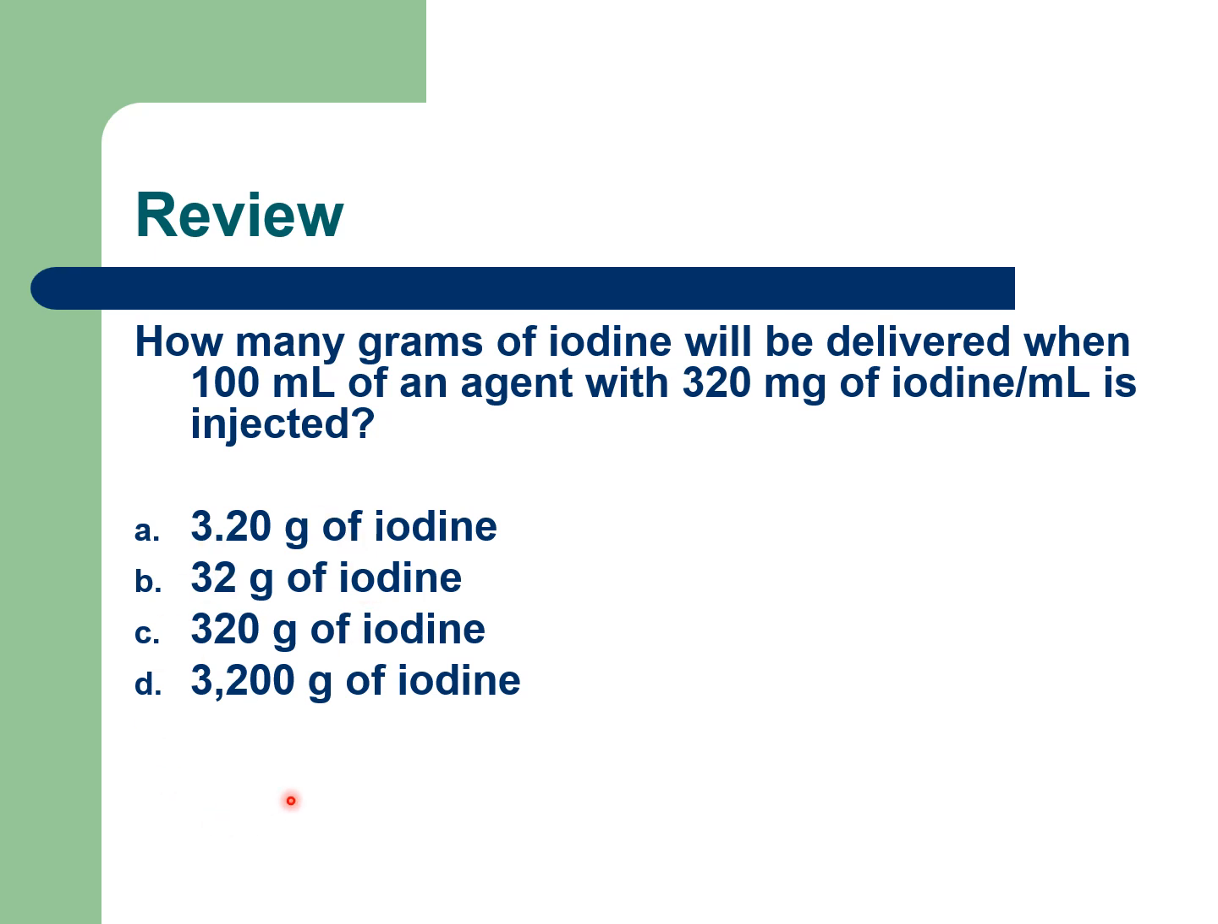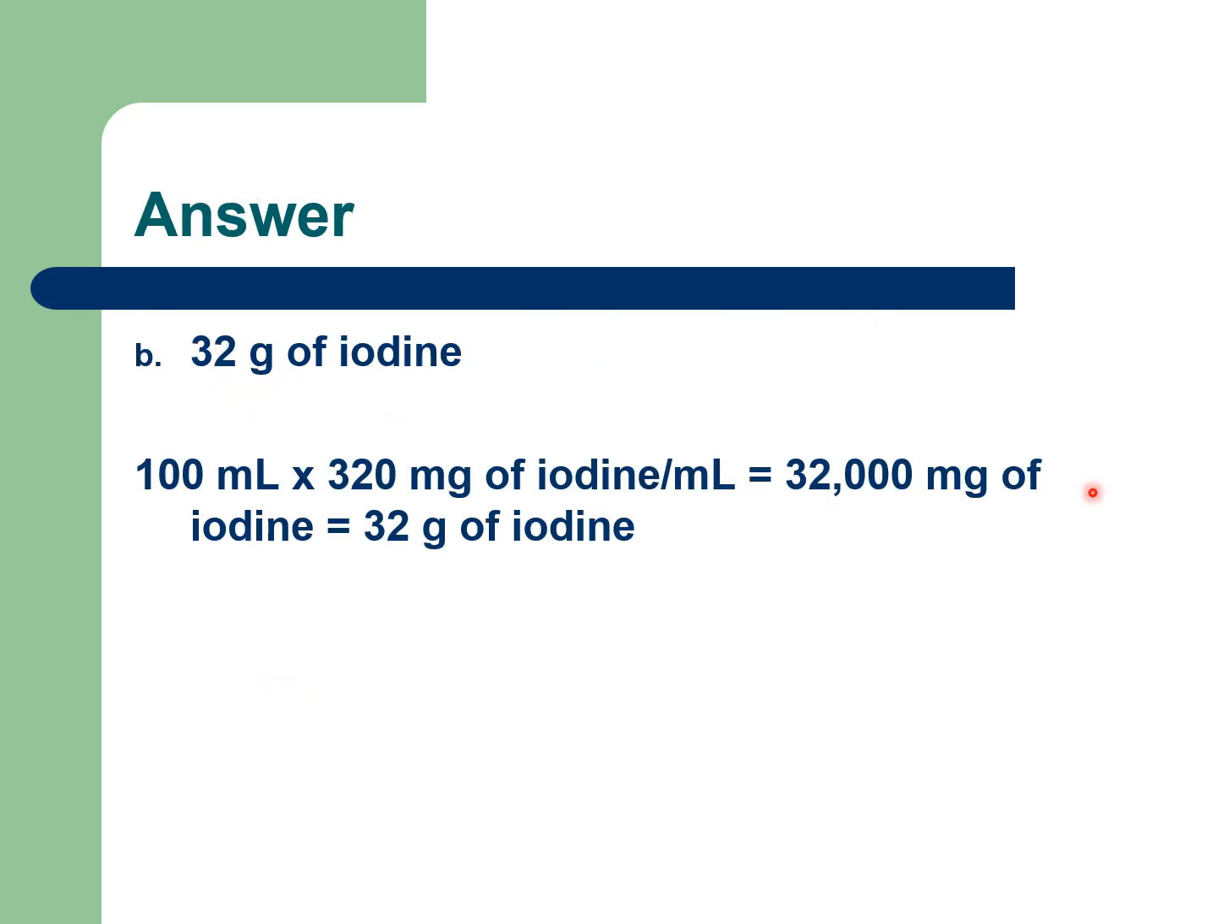I don't have 32,000 milligrams as an answer, do I? But if you divide by 1,000, that comes out to 32 grams of iodine. So that's how much iodine this person would be getting if we were using a contrast agent with 320 milligrams per milliliter and we gave 100 milliliters. And we can see that here, 32 grams of iodine. So be careful when you're looking at whether the answer is given in grams or milligrams. 100 times 320 is 32,000 milligrams of iodine, and to convert milligrams to grams, we just divide by 1,000. So we got 32 grams of iodine.